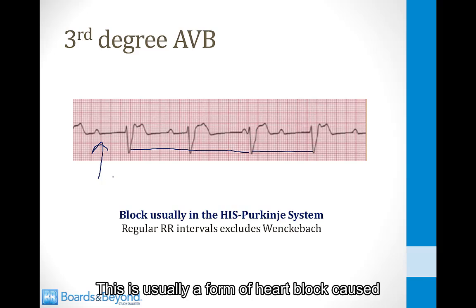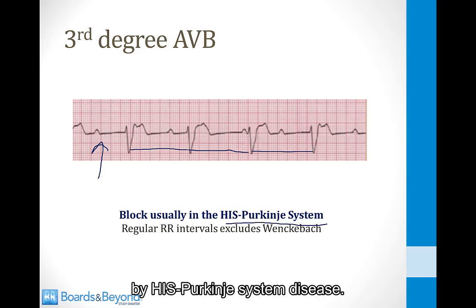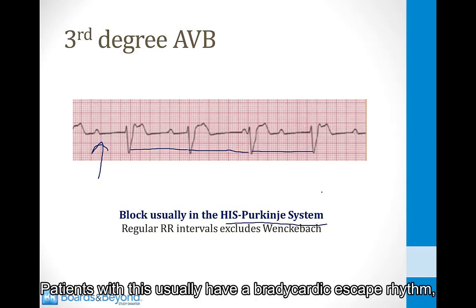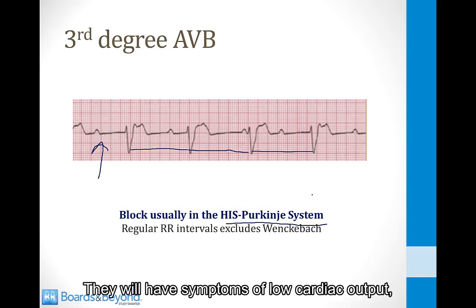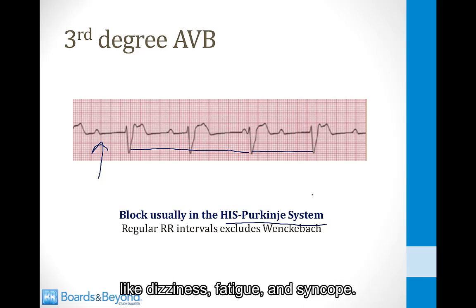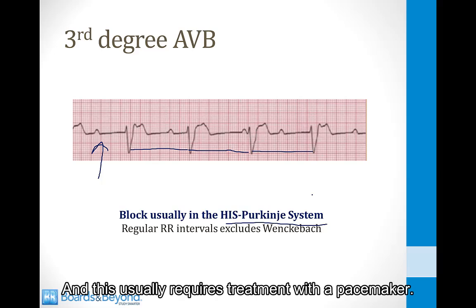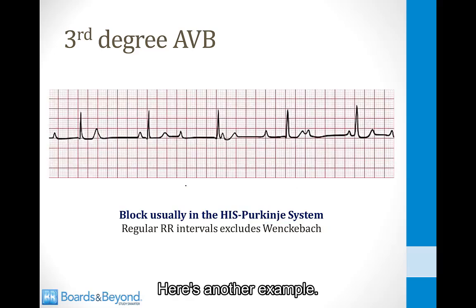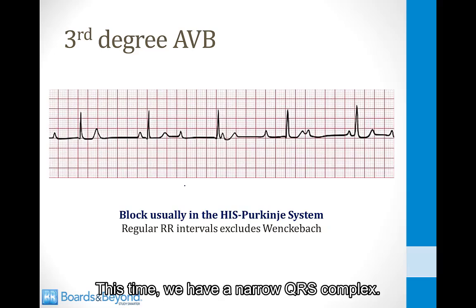This is usually a form of heart block caused by His-Purkinje system disease. It's usually symptomatic. Patients with this usually have a bradycardic escape rhythm, meaning a slow heartbeat. They will have symptoms of low cardiac output like dizziness, fatigue, and syncope, and this usually requires treatment with a pacemaker. Here's another example. This time we have a narrow QRS complex.